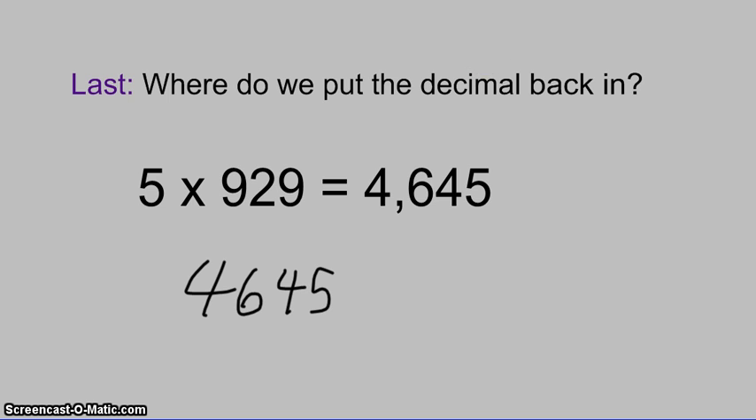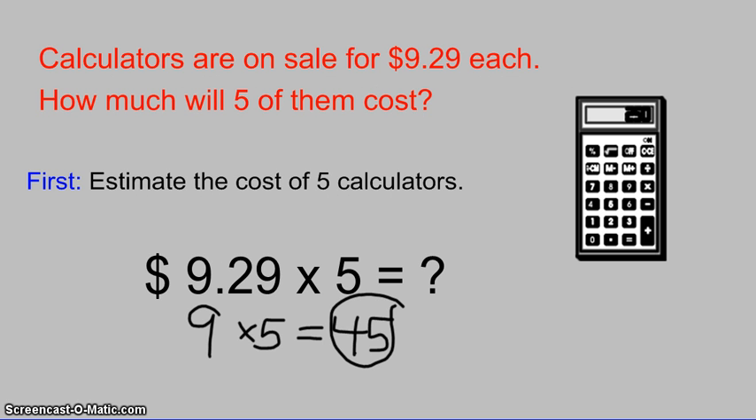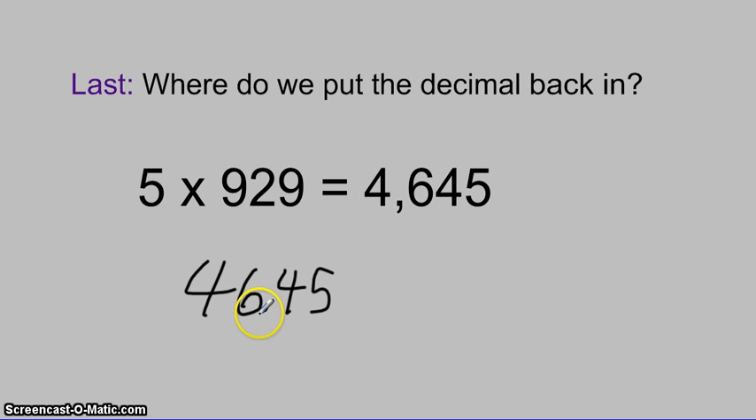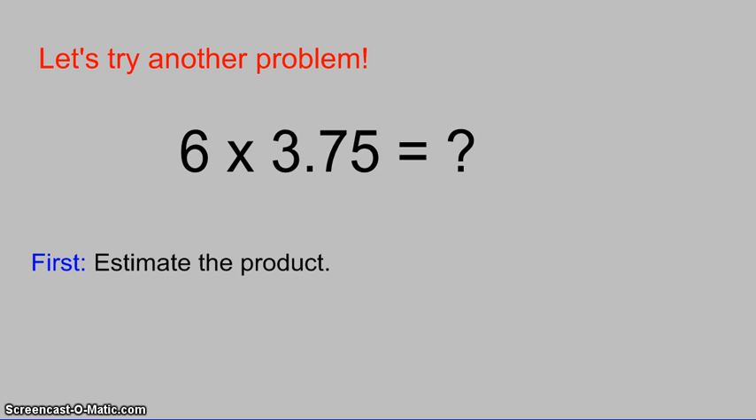Well, if we go back to our original estimate, it said it should be close to $45. So that means I would put my decimal between my 6 and my 4, so I have $46.45. That is my final answer. Let's try one more problem together.